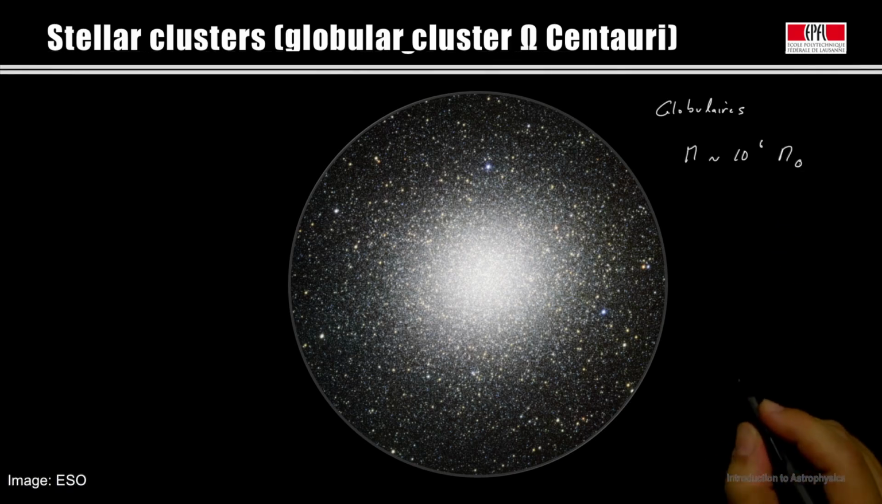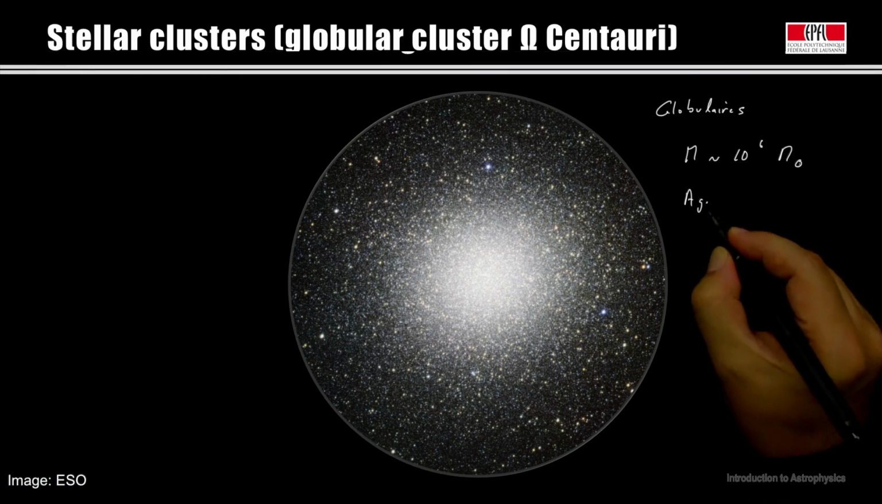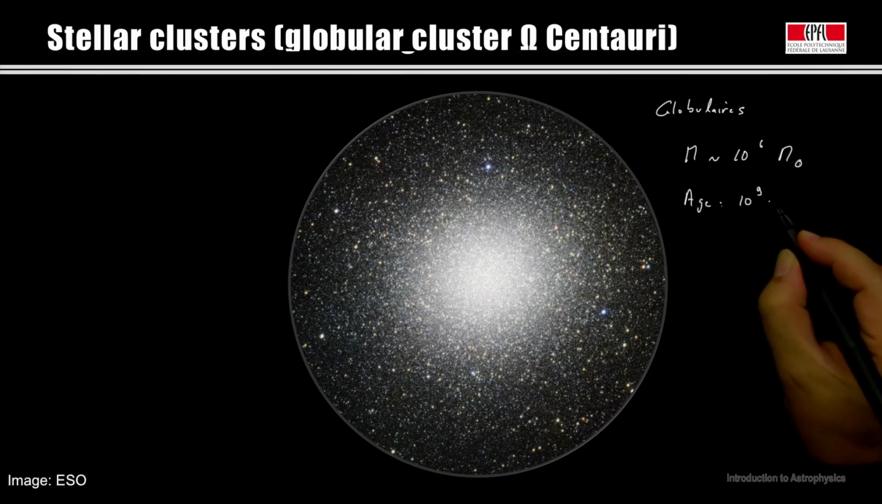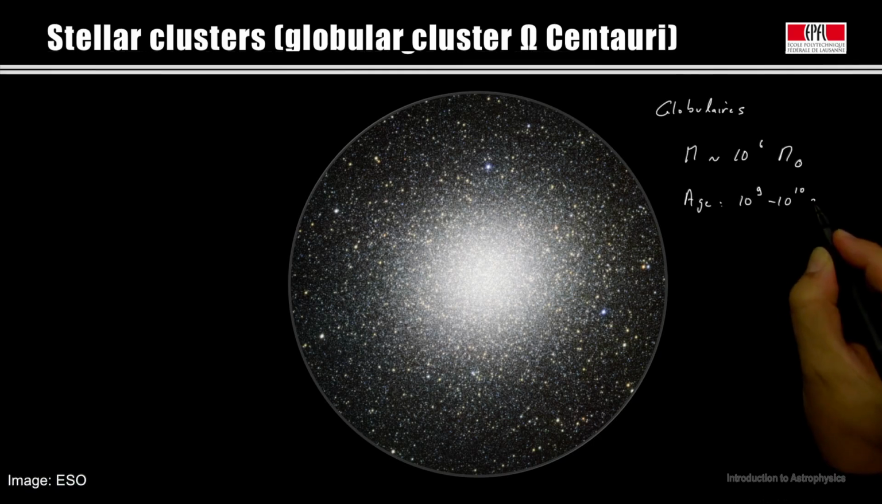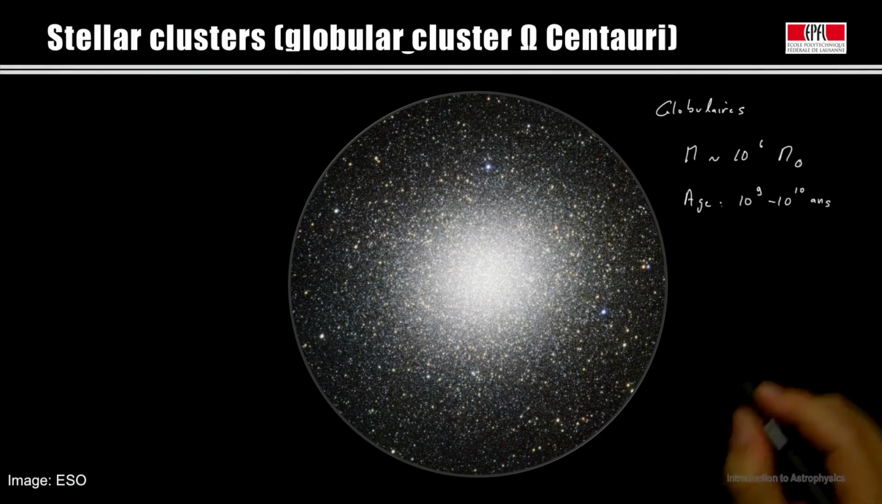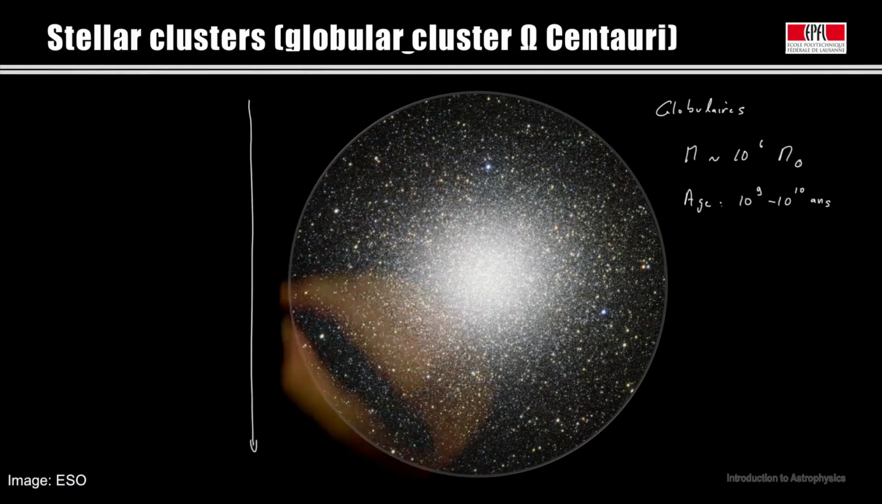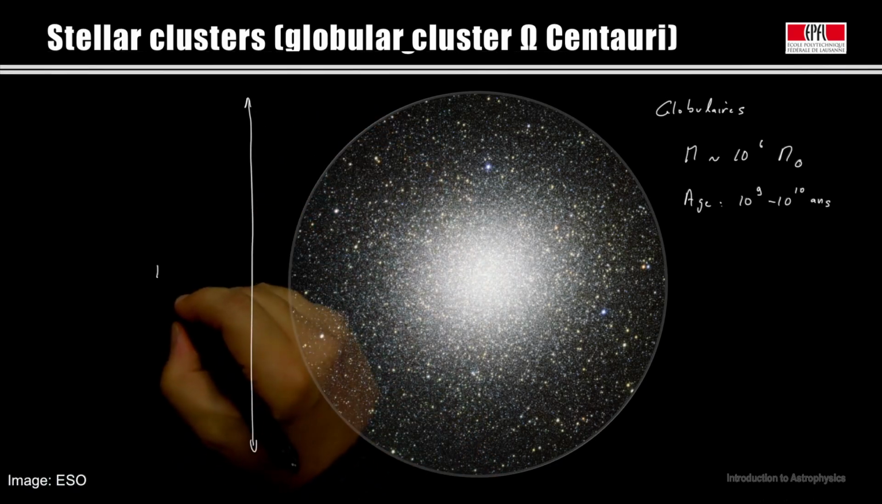Globular clusters are relatively old star clusters. The age of the stars is of the order of 10 to the 9th up to 10 to the 10th years. Such clusters can be found in the periphery of galaxies. They are bigger than open clusters, with typical diameters of 40 to 50 parsecs.